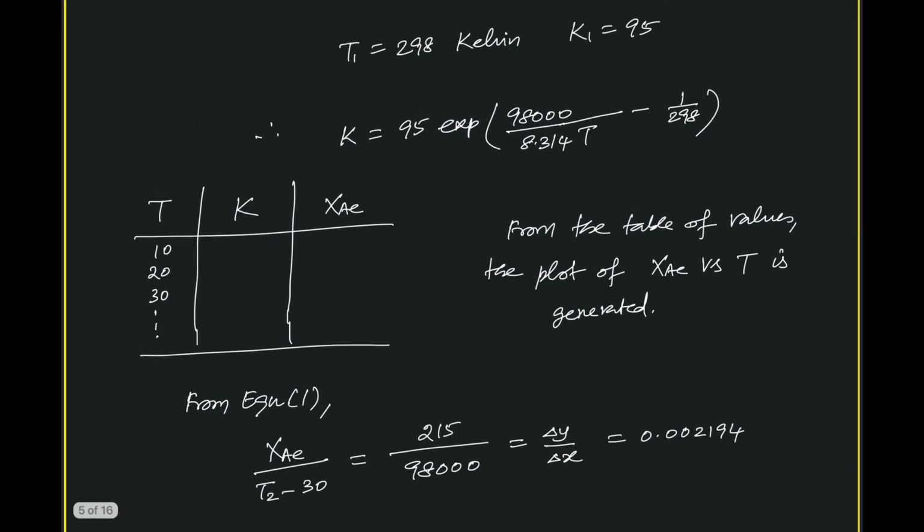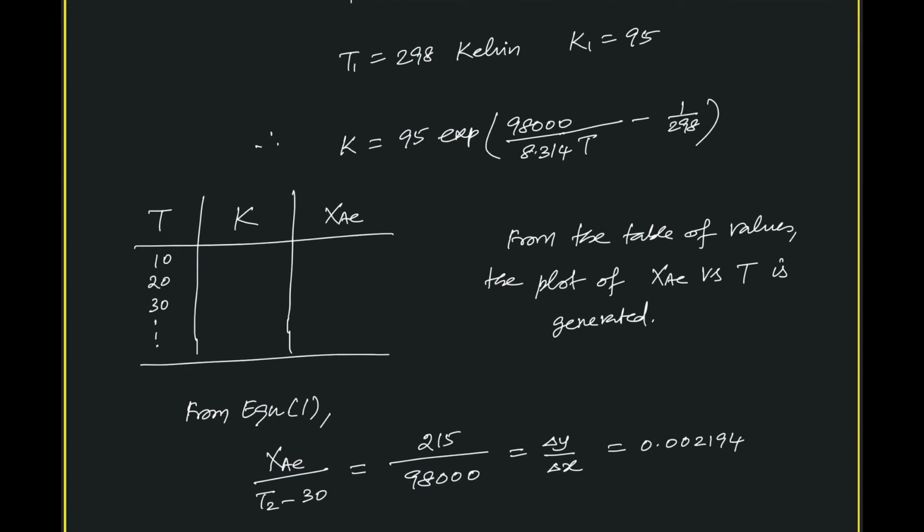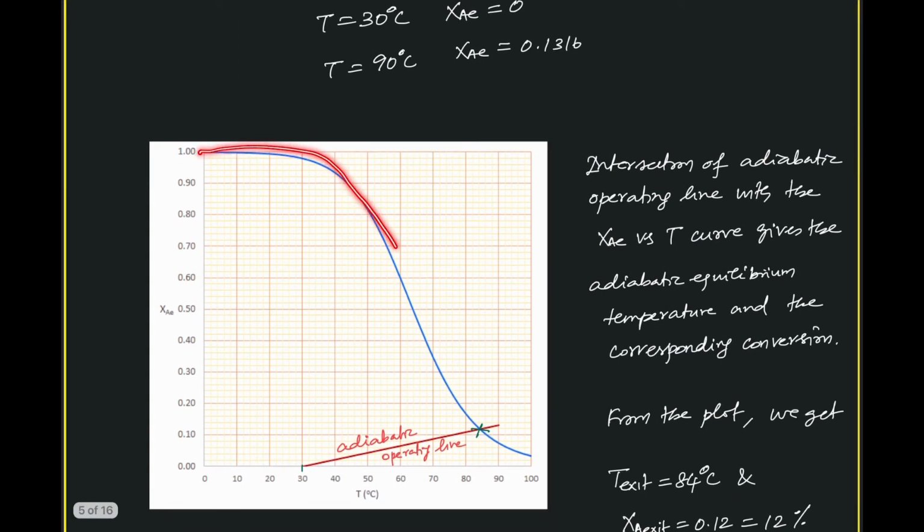So now we have the expression for K as a function of temperature. Using that, K as a function of temperature is calculated, and the corresponding equilibrium conversion is also calculated. So we have this curve generated. Now already we have this equation of the line. The starting point is given as 30 degrees Celsius.